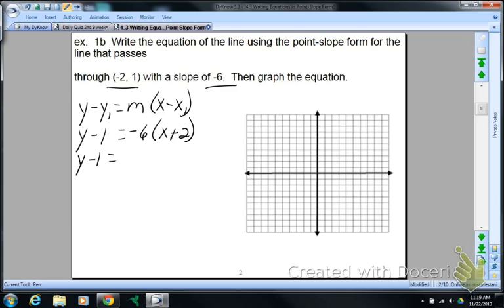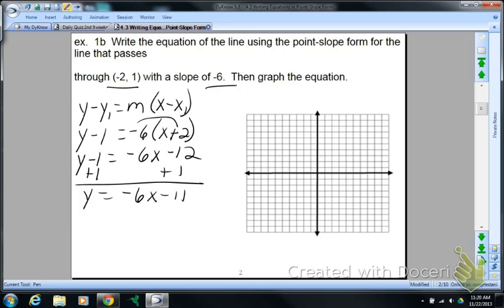Do the distributive property. That's negative 6x minus 12. Be very careful here. Minus 12. Add 1 to both sides. So y is equal to negative 6x minus 11. There it is in slope-intercept form. So the point-slope form simplifies down to slope-intercept form. And we can graph by identifying our m. Our m is negative 6 over 1. Our b is negative 11, which is the ordered pair (0, -11).